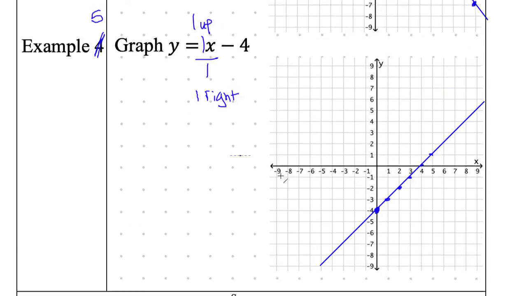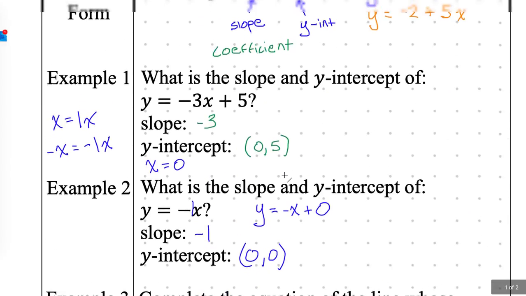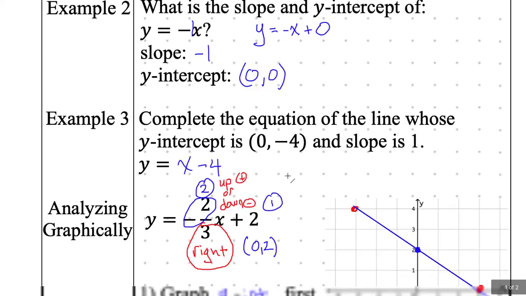Cool, and that is all of the notes. So go ahead and start on Khan Academy. There should be 2 assignments up.